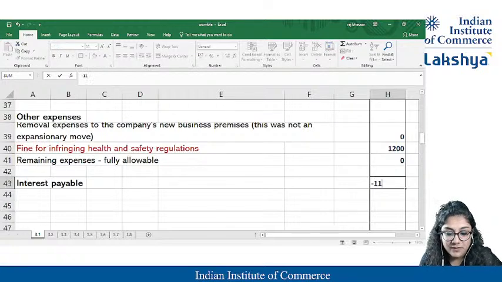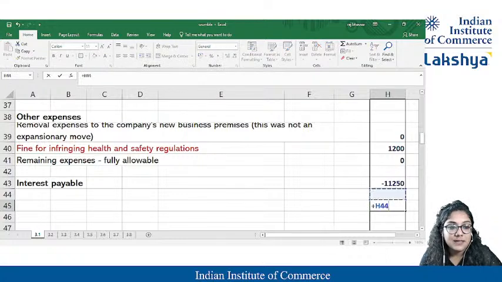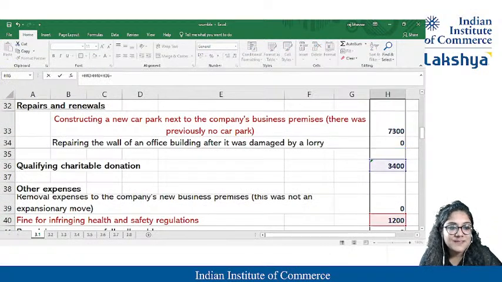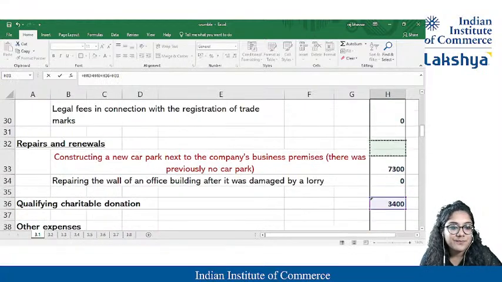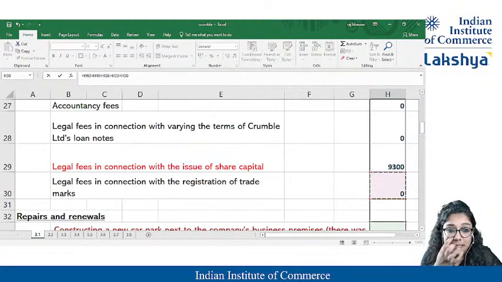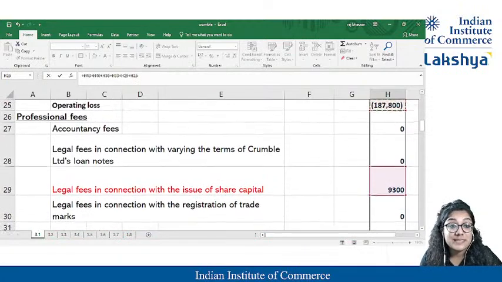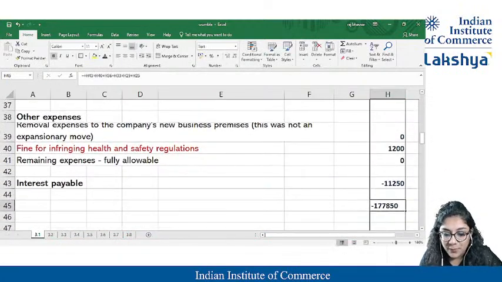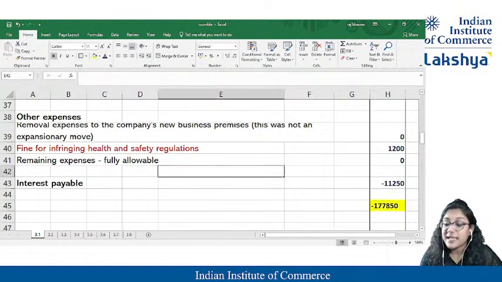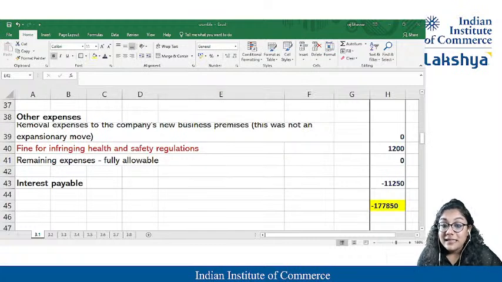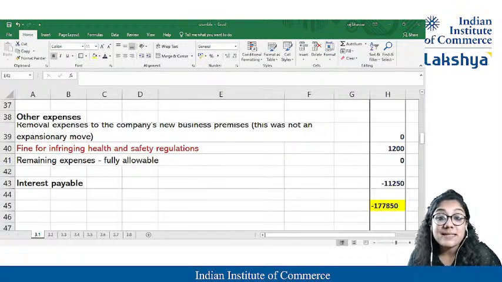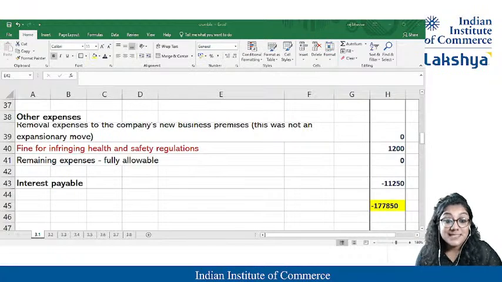Please minus it. 11250. Students, if we take the total, this plus this plus this, I'm calculating each and everything for you all. It is very easy, like spoon feeding, but you all should know how you are supposed to do it in the question, guys. Are we getting 177,850? Yes, students, this is what they want as the answer. If you write this much, you get 7 marks.